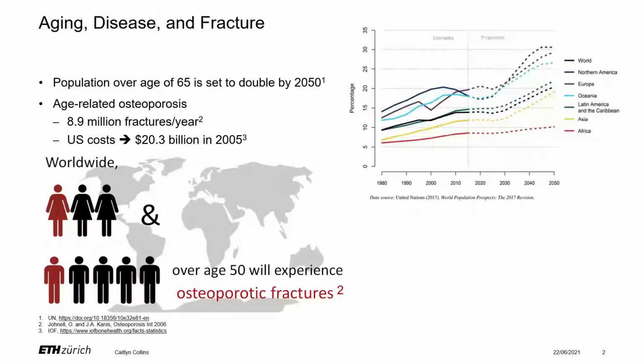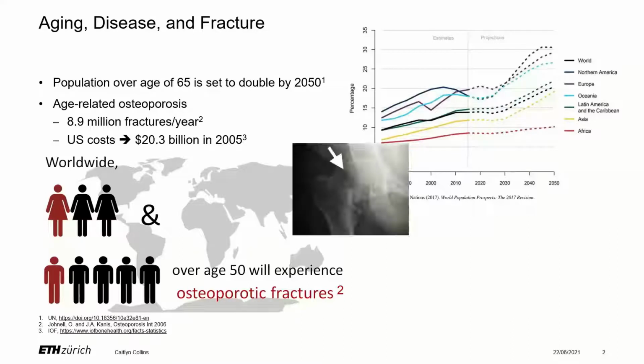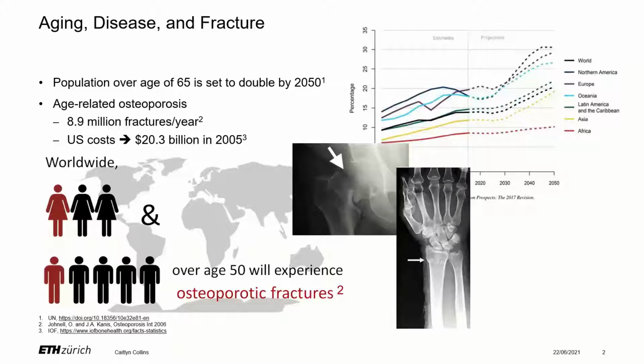Worldwide, 1 in 3 women and 1 in 5 men will experience an osteoporotic fracture. So this is clearly something that's affecting a large portion of our aging population. Classically, what might come to mind are hip fractures, maybe the most debilitating. However, wrist fractures are actually a common indicator for later, more severe hip fractures that occur as a result of osteoporosis.